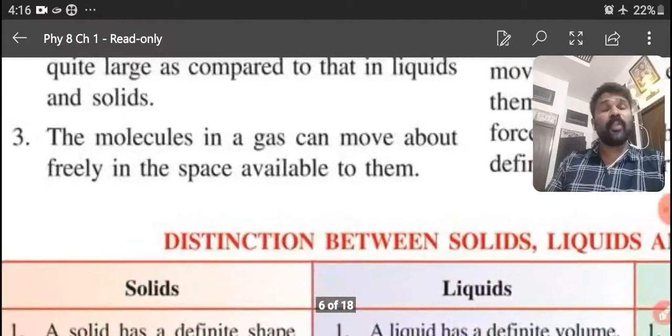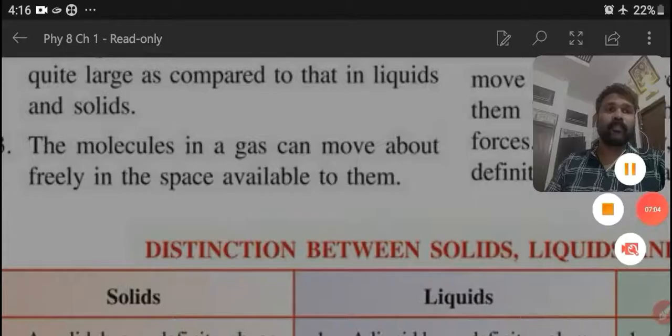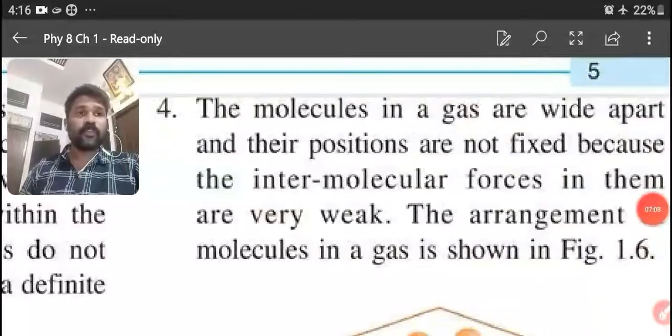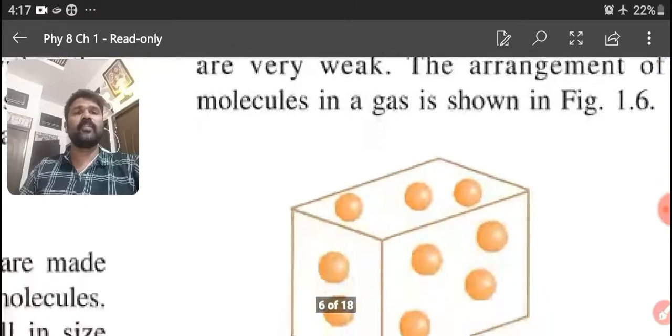Third point, the molecules in a gas can move about freely in the space available to them. Fourth point, the molecules in a gas are wide apart and their positions are not fixed, because the intermolecular forces between them are very weak. The arrangement of molecules in a gas is shown here in the diagram.